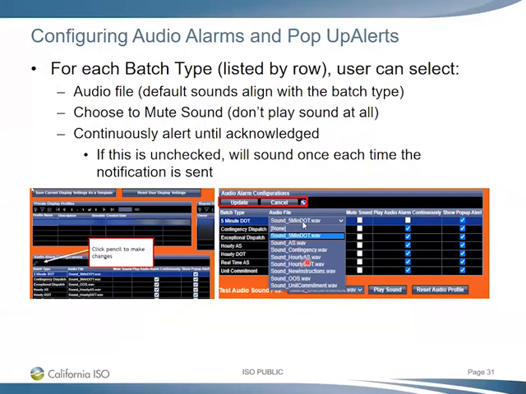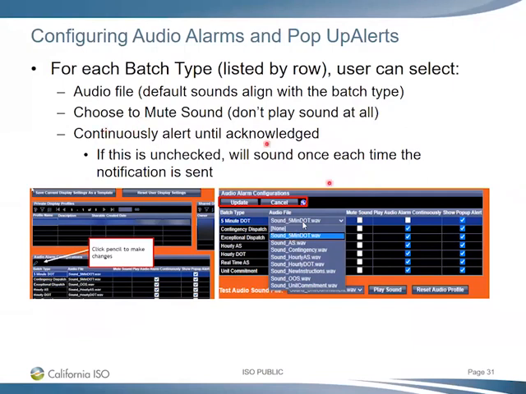So that is one thing, but the default sounds, as I mentioned, align with the batch type, and that's how they're set up by default. The second thing you can do is choose to mute the sound, so you don't have to play the sound at all. So you mute the sound and uncheck the alarm continuously.